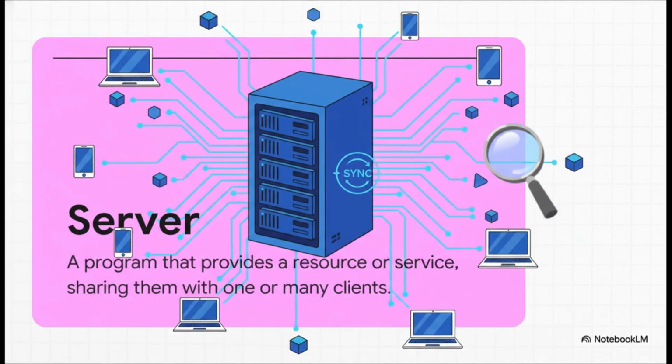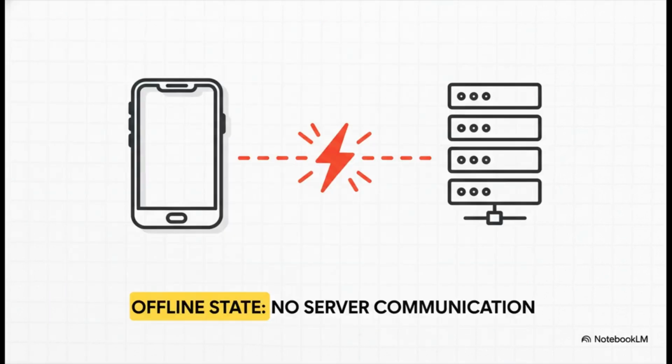And then you've got the server. Think of this as the main filing cabinet, the official record. It lives somewhere out there on the internet and holds the one true version of all your data. It's the source of truth. Now, when you go offline, that connection between your app, the client, and the main record, the server, it's cut. Your app is flying solo. It has no way to phone home and make your changes official.